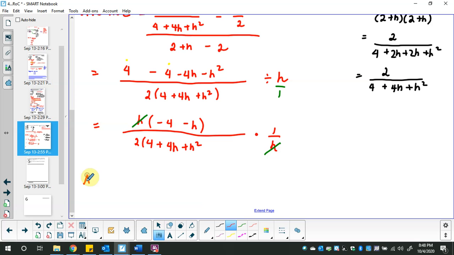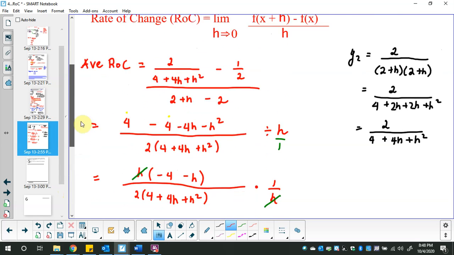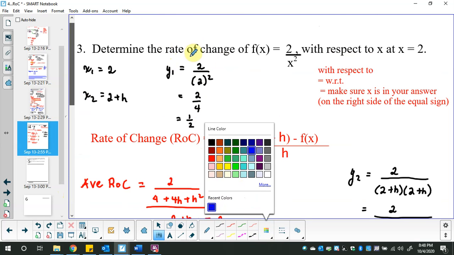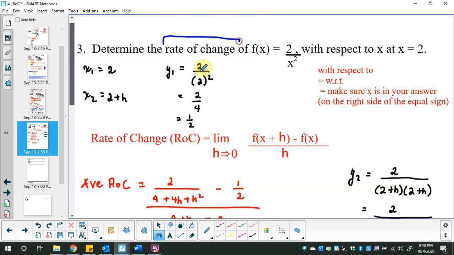So my average rate of change is equal to -4 minus h over 2 times (4 plus 4h plus h squared). So because I chose to take out the limit as h approaches 0, by the way, it's always h approaches 0, you never approach any other number, you want it to be super, super small, I'm actually asked for the rate of change, which means I better change to blue.